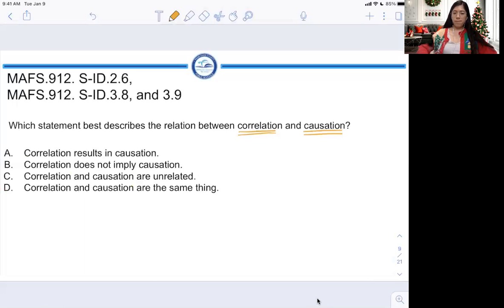Okay, so that's causation. Now, correlation, here's an example. What if I said the leaves fall off the trees because it's November? Would that be true or false? False. Does the fact that it's November or December or January or whatever cause the leaves to fall off the trees? No. It's the weather.